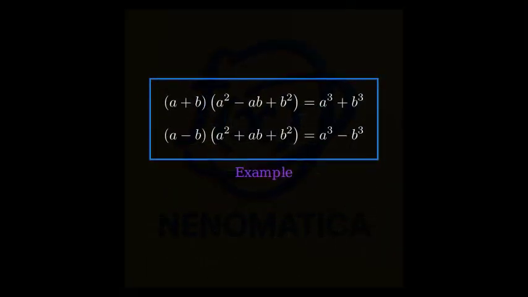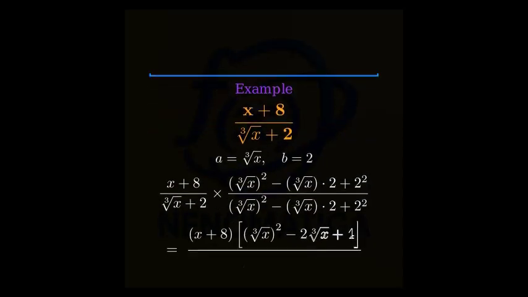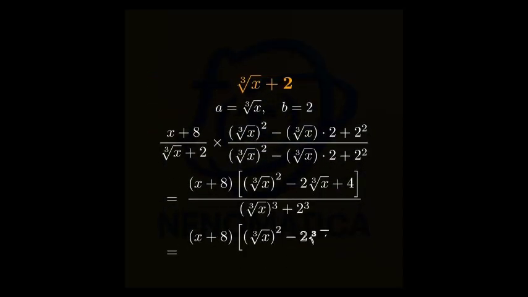This follows the plus version. We want to simplify the fraction (x + 8) over cube root of x plus 2. We set a equal to the cube root of x and b equal to 2. For a plus b, we multiply by a² − ab + b² over itself. In the denominator, we now have (a + b)(a² − ab + b²), which collapses to a³ + b³. That equals x plus 8.